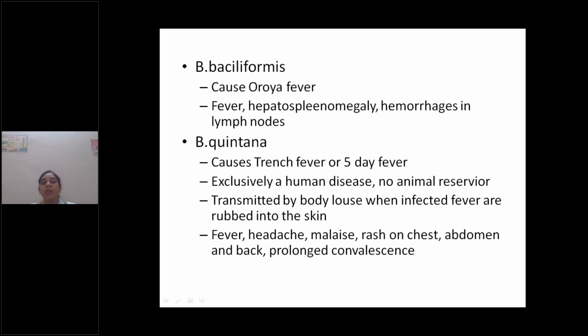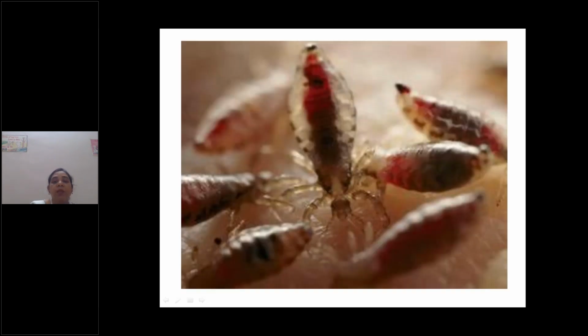This point is very important. 2 marks questions. Trench fever or 5-day fever. Your answer is Bartonella quintana, which belongs to the Rickettsia family. It is exclusively a human disease and not an animal disease. It is usually transmitted by the body louse when infected larvae are dropped on the skin. Symptoms: fever, headache, malaise, rash on the chest. Convalescence is usually prolonged.